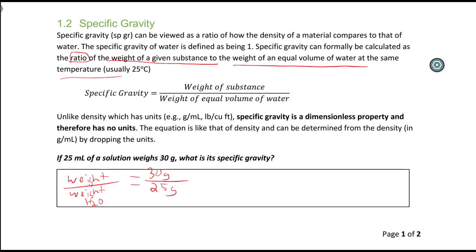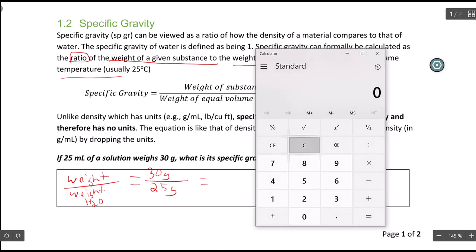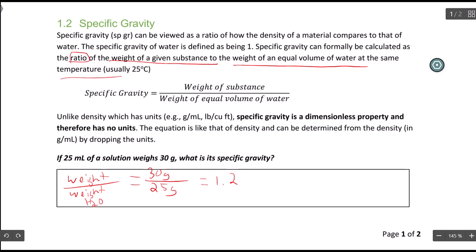So when you have this unit, if you've got 30 divided by the 25, you're going to get 1.2. So 1.2 is the specific gravity of the material. No units, just a number. Some people will put a designation here, SPGR, for specific gravity. You might see a dot next to those as well.